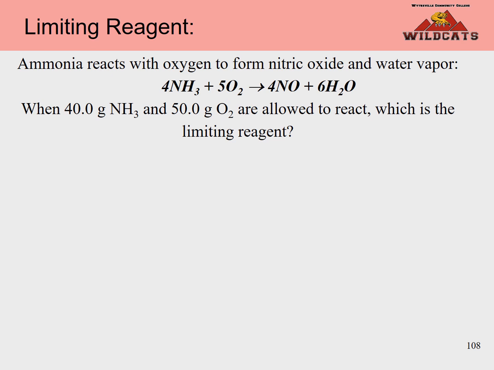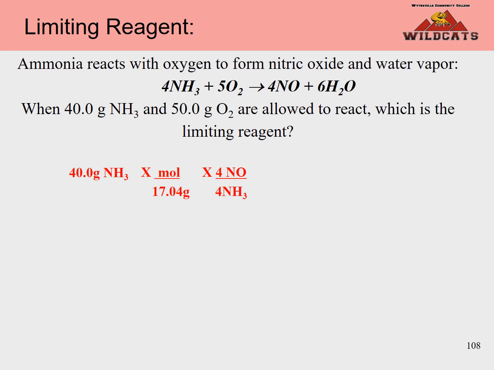So let's go back and take a look at a grams to grams problem. And this is asking which is the limiting reagent. Well, let's start out with 40.0 grams of NH3. Divide by 17.04, put moles on the top. And so I'm going to put the mole ratio, 4NO over 4NH3. I could have picked 6H2O.